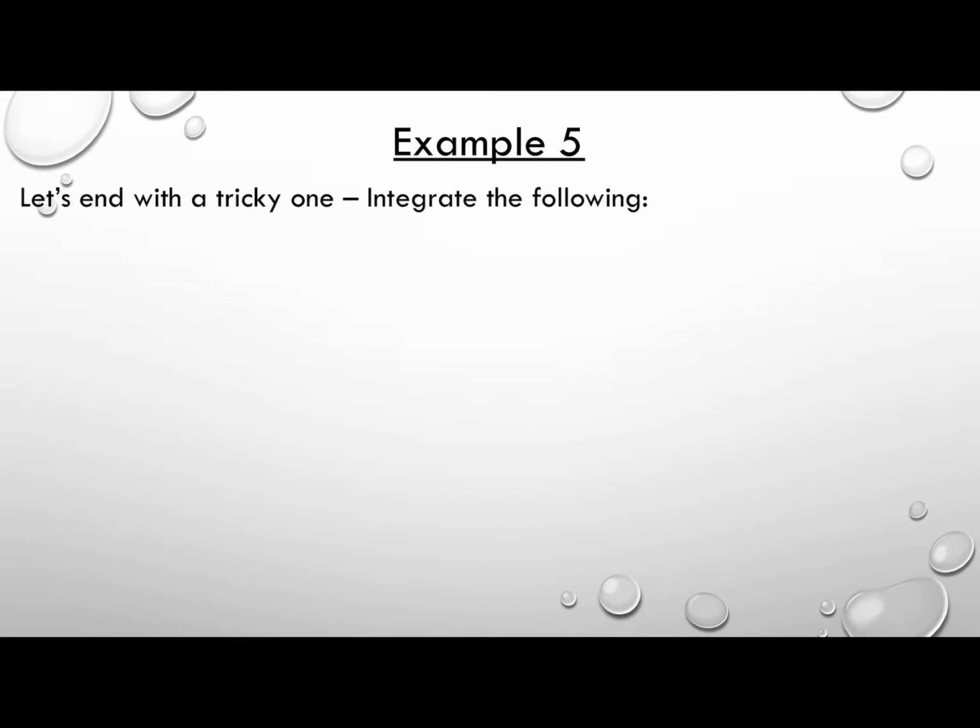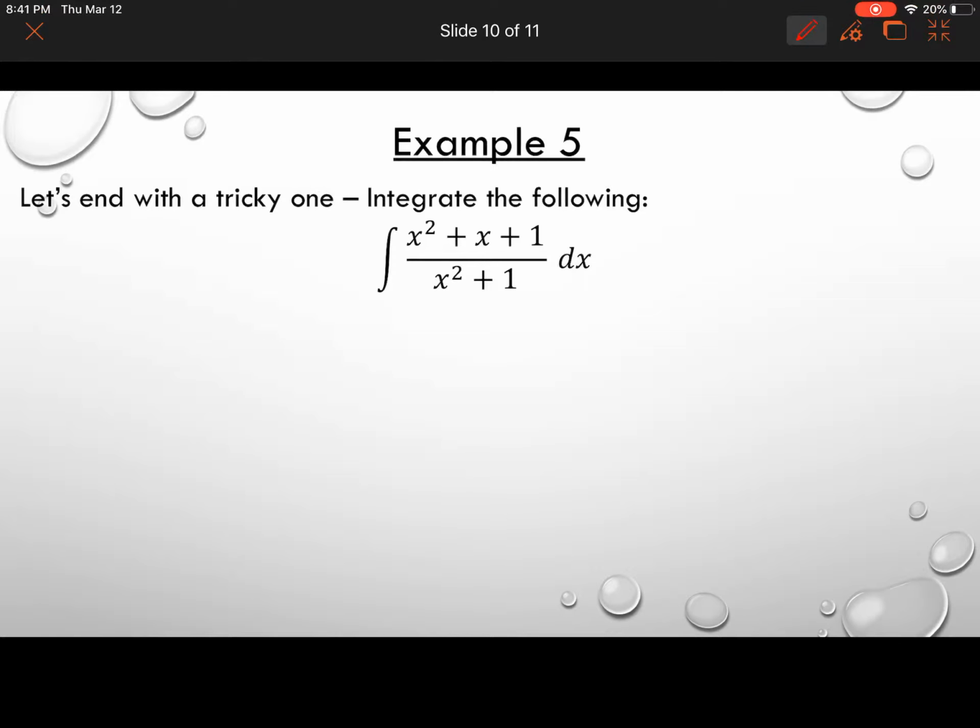All right, this last one is tricky only because it's not obvious what you have to do. The trick here is recognizing, all right, I have an x squared plus 1 here on the bottom. I have an x squared plus x plus 1. Darn it, I'm so close. If I just could do something with this x, I could just cancel each other out. Well, you kind of can.